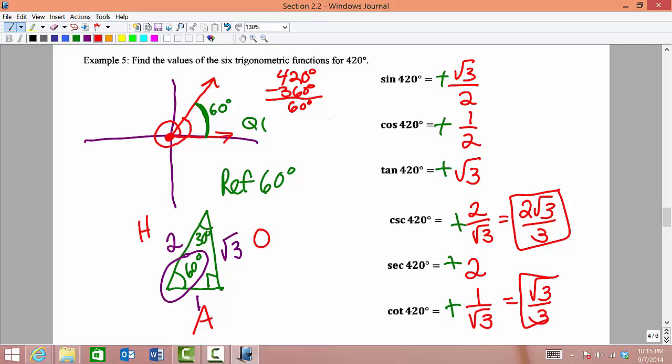So it's as easy as knowing what quadrant you're in to tell you the signs, and knowing the reference angle. We can work from the perspective of that reference angle in our special triangle to tell us the numeric values for each of those trig functions.